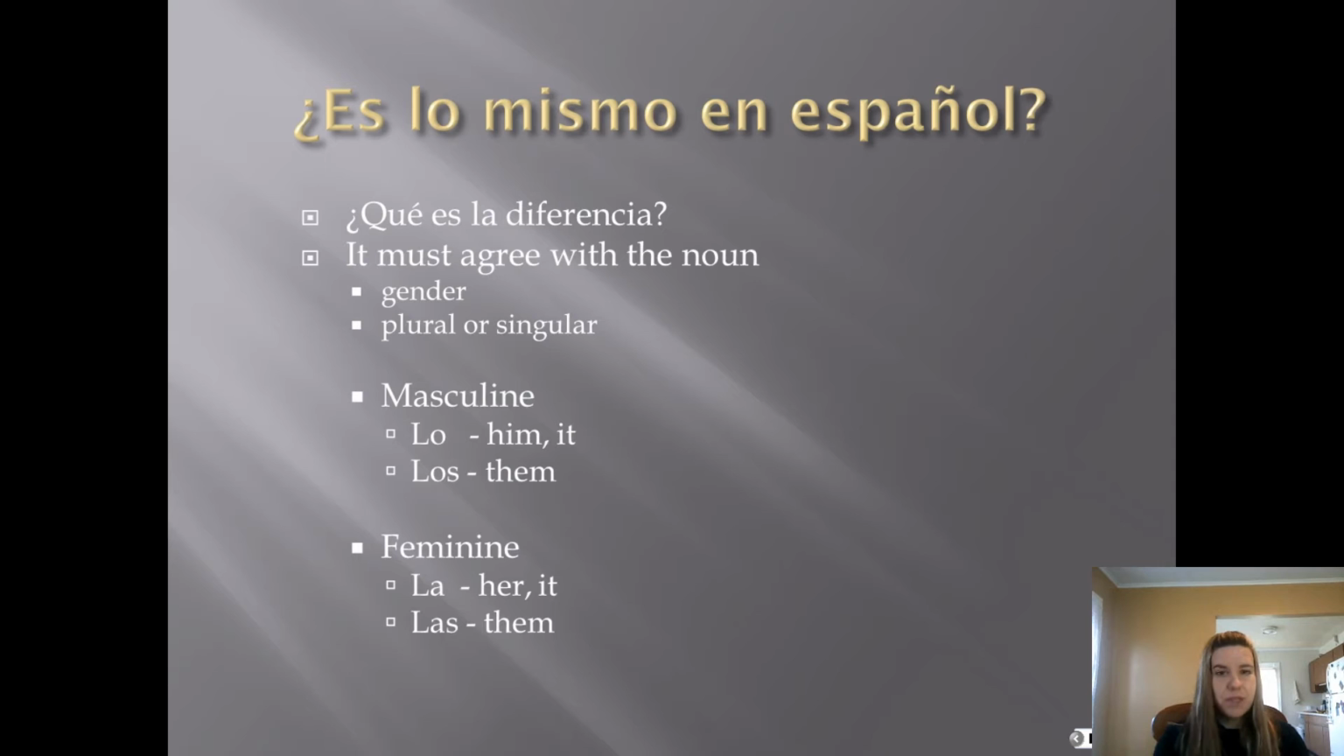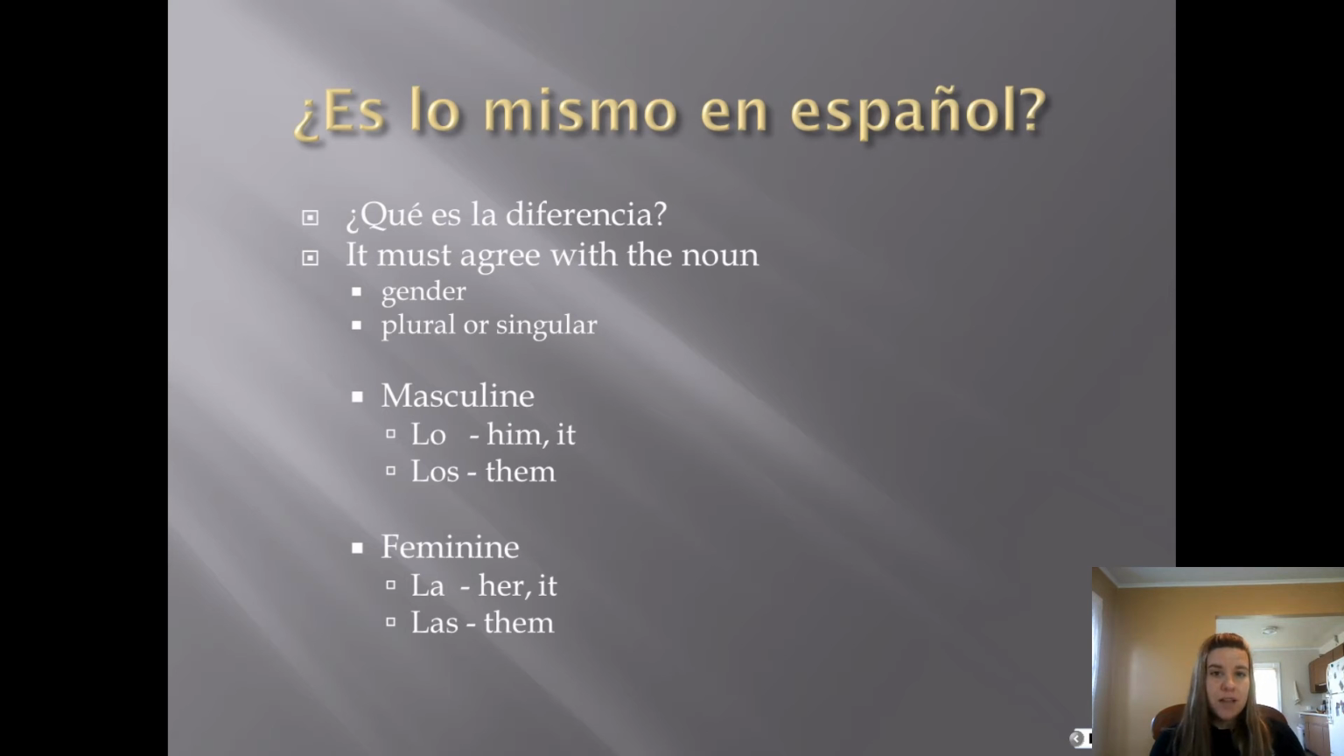So, ¿es lo mismo en español? Is it the same? So, the direct object pronouns in Spanish are used very much the same. They will definitely answer the question who or what in the sentence, and in the next sentence or phrase, we replace them with a pronoun, but they have to agree in gender and number, and that's something we've heard many a time before in studying Spanish.